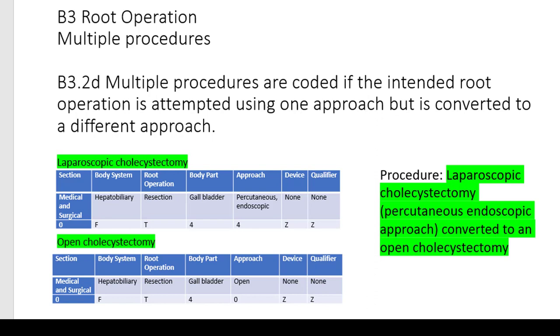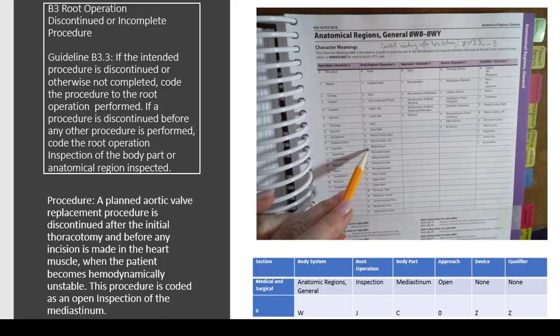So when you're coding a cholecystectomy, the root operation is the same. It's resection for both, but the approach is different. The approach for the laparoscopic is percutaneous endoscopic. The approach for the open cholecystectomy is open, requiring two codes. So it's a single OR visit, but two different procedures were done when the laparoscopic cholecystectomy was converted to an open.